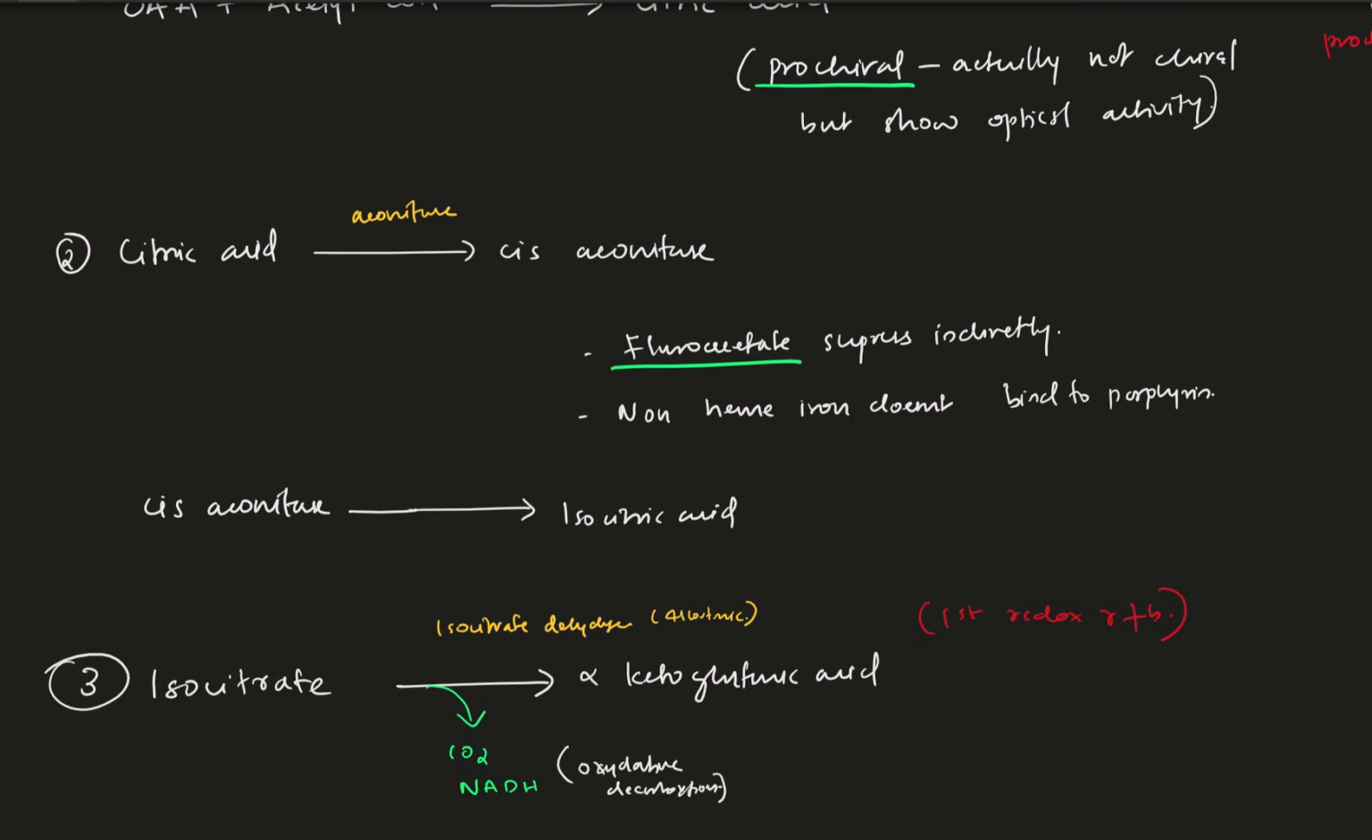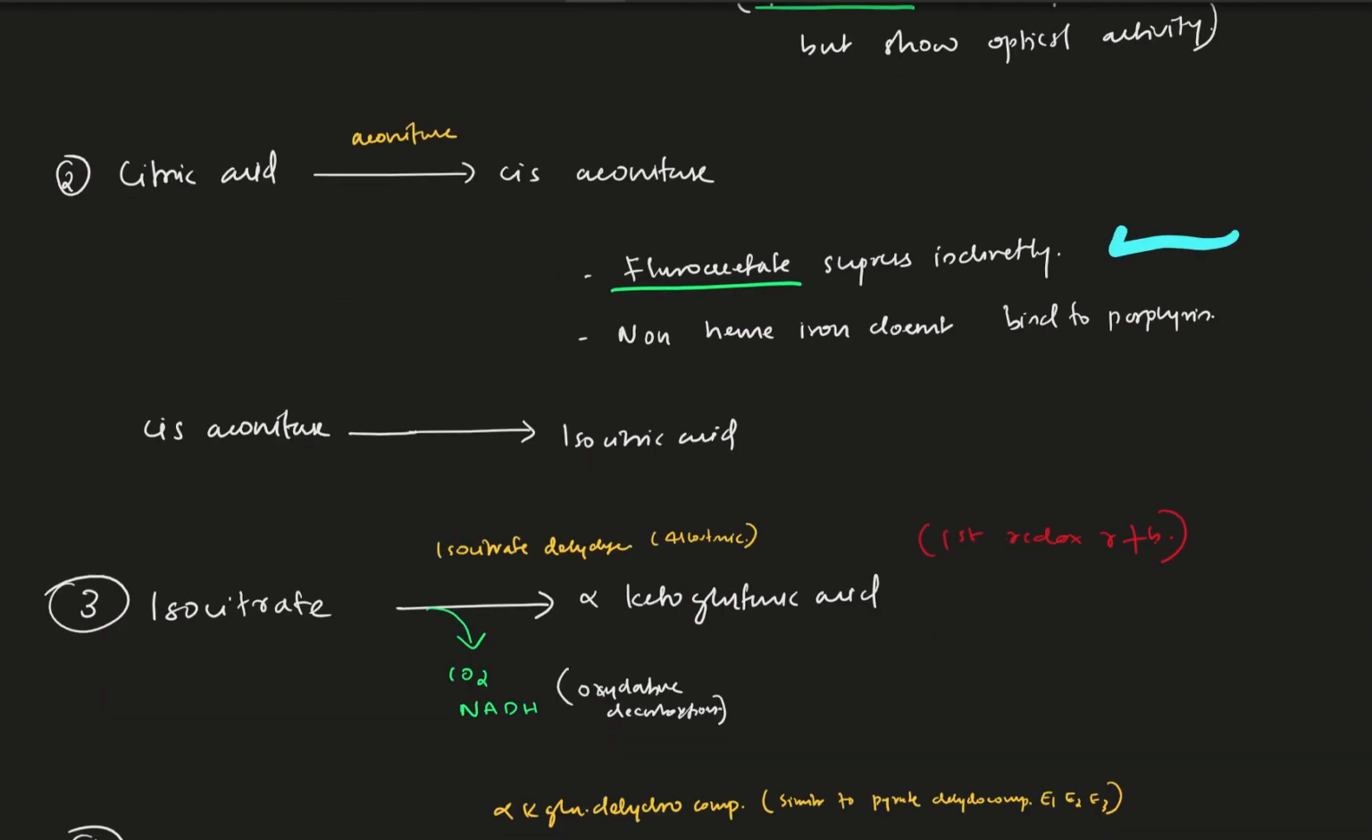Then the citric acid is converted to cis-aconitate by the aconitase enzyme, and this reaction is suppressed indirectly by fluoroacetate. This is the step we have written earlier, citrate to isocitrate, and it is done in two steps. Citric acid is first converted to cis-aconitate, then cis-aconitate is converted to isocitrate. Both are done by the enzyme aconitase, and now we have isocitric acid.